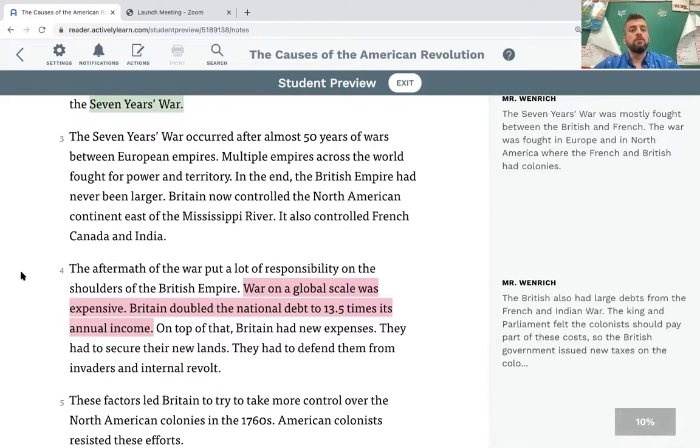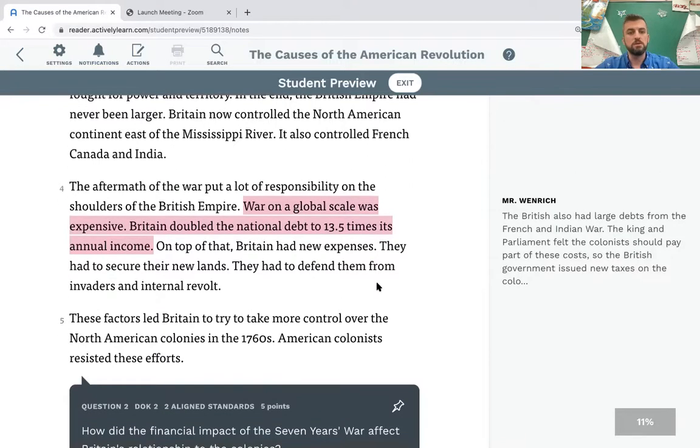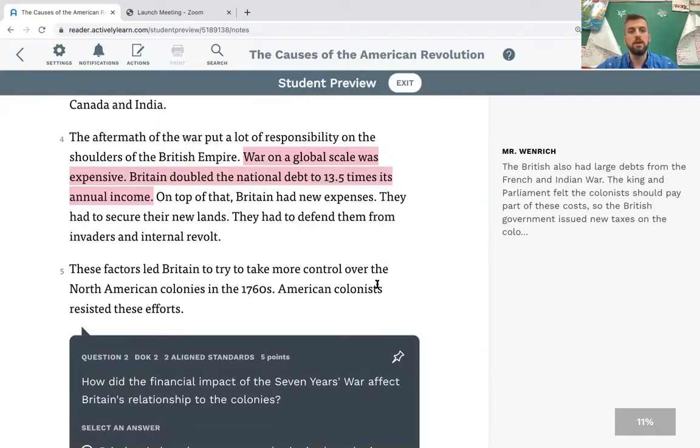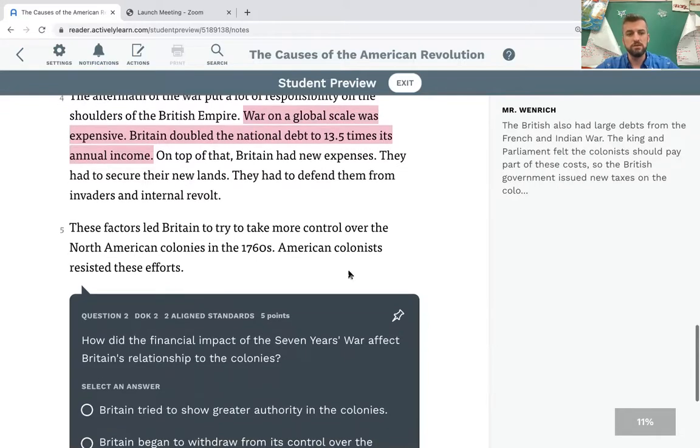The aftermath of the war put a lot of responsibility on the shoulders of the British Empire. War on a global scale was expensive. Britain doubled the national debt to 13 and a half times its annual income. On top of that, Britain had new expenses. They had to secure their new lands. They had to defend them from invaders and internal revolt. These factors led Britain to try to take more control over the North American colonies in the 1760s. American colonists resisted these efforts.